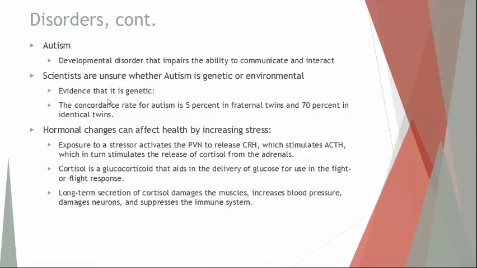See, some hormonal changes can affect health by increasing stress. Exposure to anything that causes stress, also known as a stressor, can activate a particular part of the brain, the PVN, paraventricular nucleus, to release a certain hormone called CRH, corticotropin releasing hormone. That hormone will stimulate another hormone to be released, ACTH. The ACTH will stimulate the adrenal glands to release a hormone called cortisol.